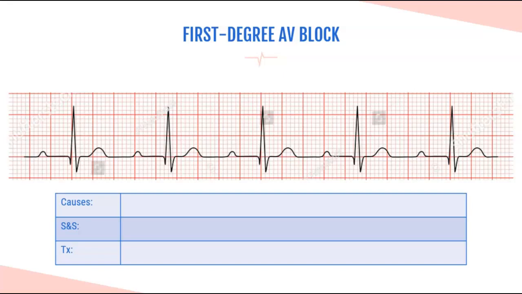Causes include MI, myocarditis, degenerative changes in the heart, hypertension medications, and digoxin. Signs and symptoms usually only occur if cardiac output is affected, which is usually rare. So your patients that have first-degree AV block can usually be okay with this rhythm. Treatment is going to be to treat the underlying cause.